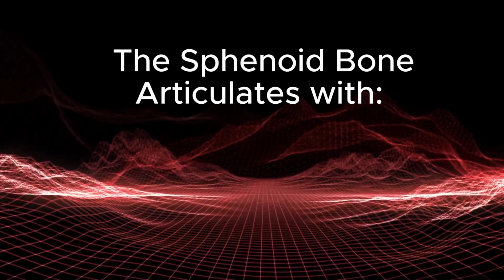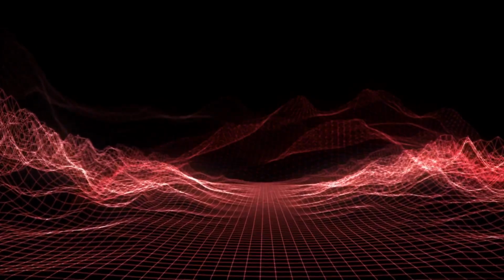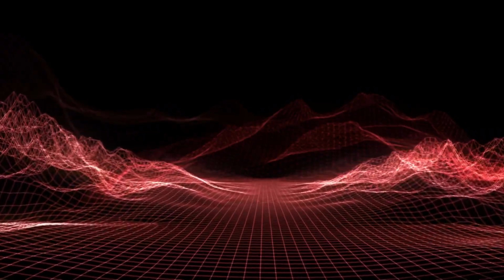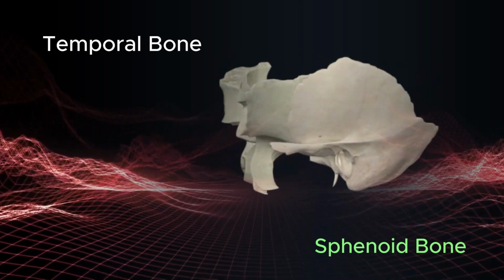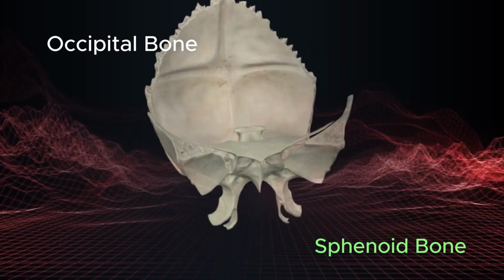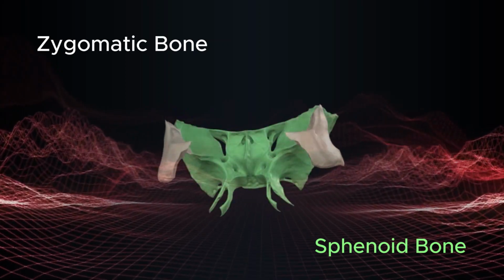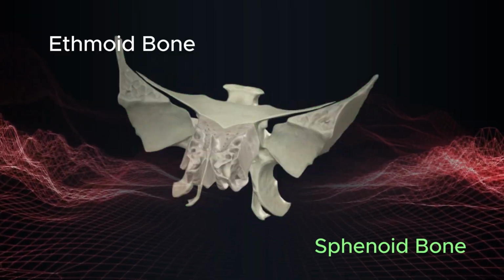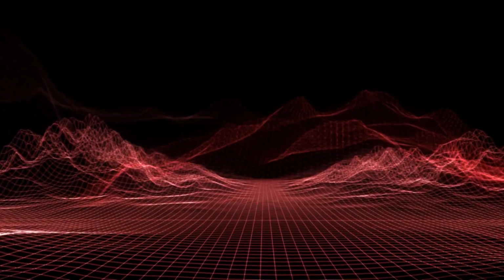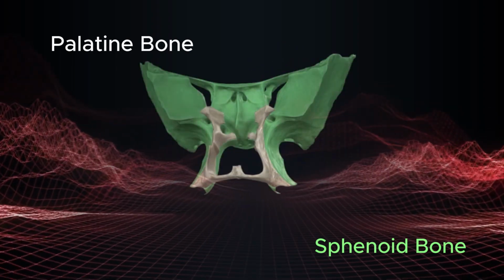Sphenoid bone articulates with frontal, parietal, temporal, occipital, zygomatic, ethmoid, and palatine bones, and vomer.